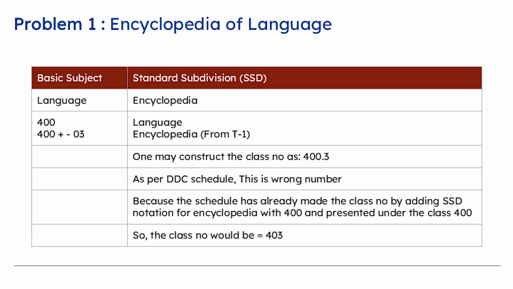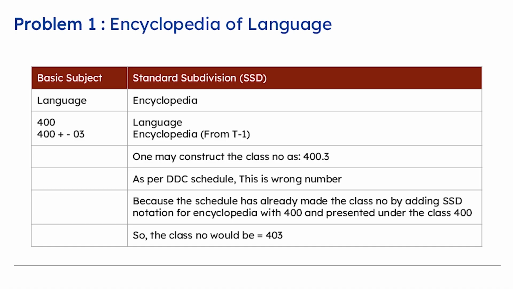the schedule DDC has prepared the class number by adding the table 1 concepts with the class number 400 in the main schedule. It has been done from the notational management point of view, because the devisers thought that some number has to be added. Otherwise, the notation cannot be properly managed throughout this class number.